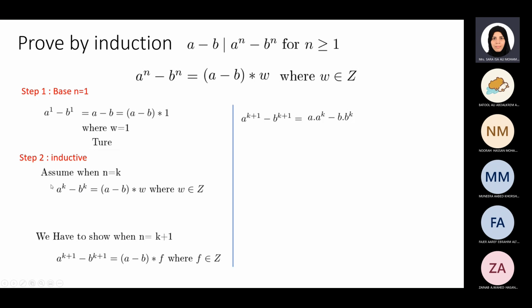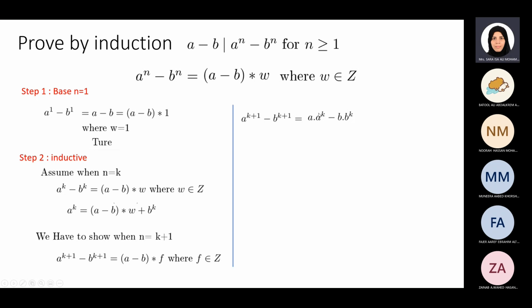I will find what is a to the power k in my assumption. The form that was given to me, a to the power k minus b to the power k, I cannot use as it is here. So what I did, just substitute here what is a to the power k from my assumption. It's equal to a minus b times w plus b to the power k. So I will use my assumption, but in this form.